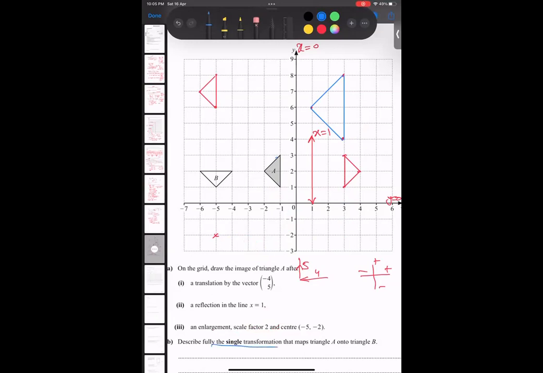Last point, describe fully A onto B. What is going on from A onto B? A is here, B is here. So naturally, it is not translation, it is not reflection, it is not enlargement, it is rotation. So let's decide how the rotation works.